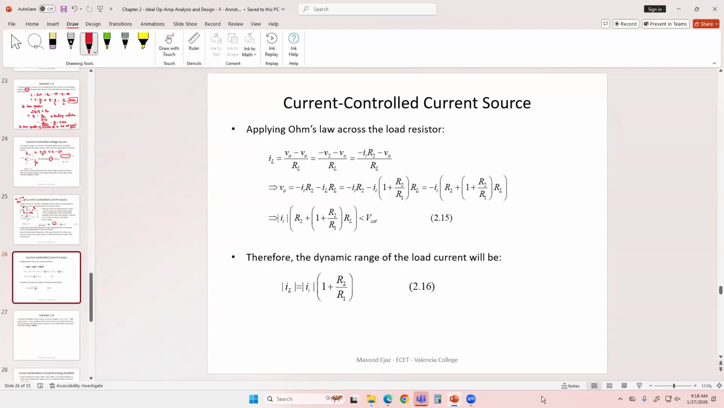So dynamic range is important in the sense that if you exceed that, your circuit is not going to work as the current controlled current source or voltage controlled current source, and so on and so forth, because your circuit is going to go into saturation mode.